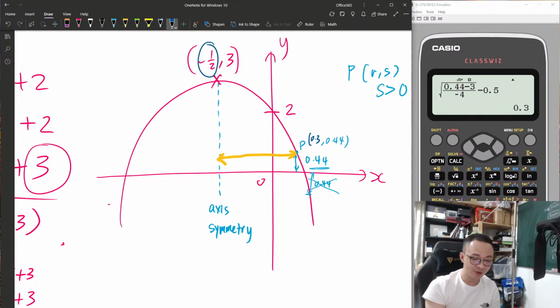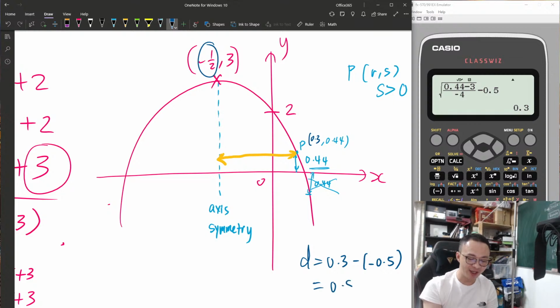So yeah, therefore if you want to find the horizontal distance, what you want to do is you use this one minus this one, right? 0.3 minus negative 0.5. So you will get 0.8 as your horizontal distance.